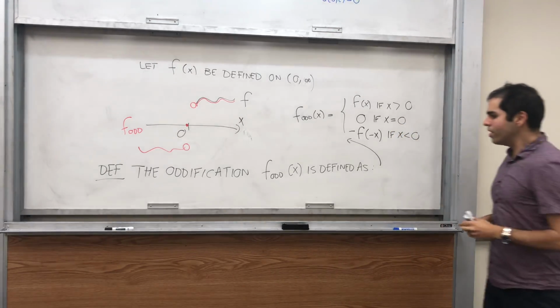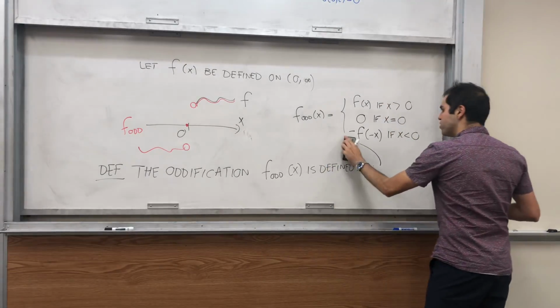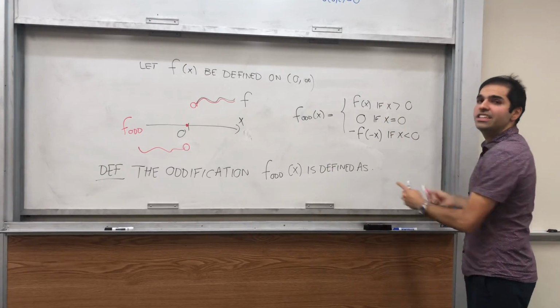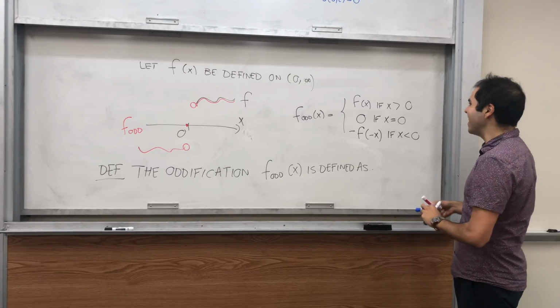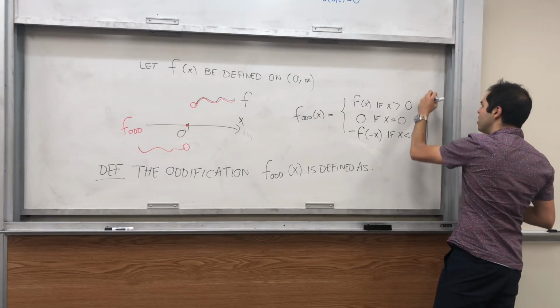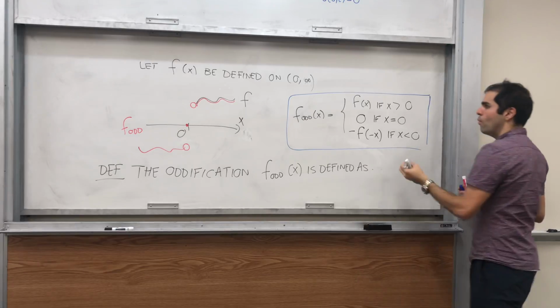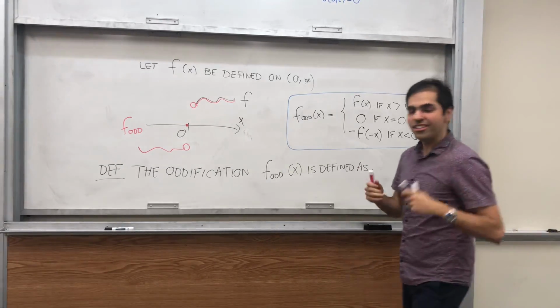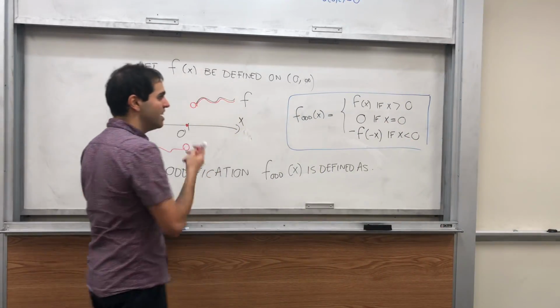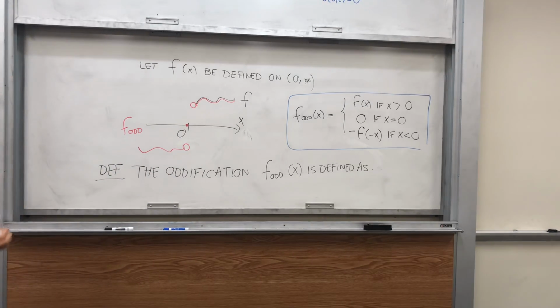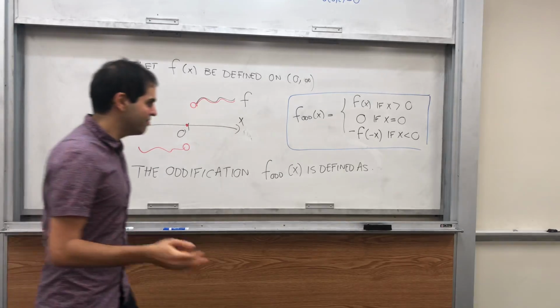And what does this satisfy? Well, first of all, you can check it is indeed an odd function, kind of by definition. And moreover, it equals f when x is positive. And this is precisely what we'll need: namely, a function which is odd, but that agrees with the original function if x is positive.